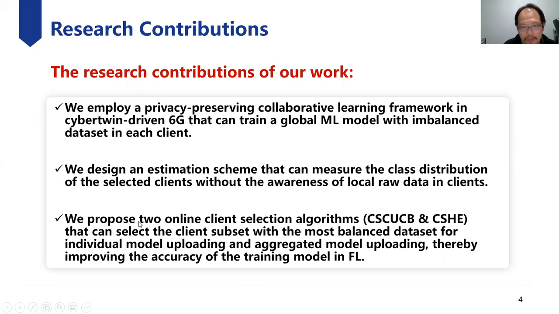And then we propose two online client selection algorithms. In short, they stand for CSCUCB and CSHE, and they can select the client subset with the most balanced data set for individual model uploading and aggregator model uploading, thereby improving the accuracy of the training model in federated learning. In this way, we can get these two algorithms to make the uploading very effective with a high percentage of accuracy, so that we then can allow everything to be working together.